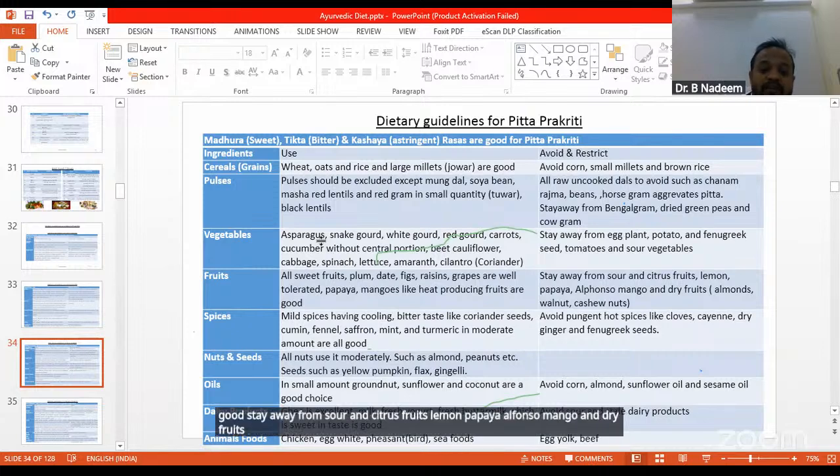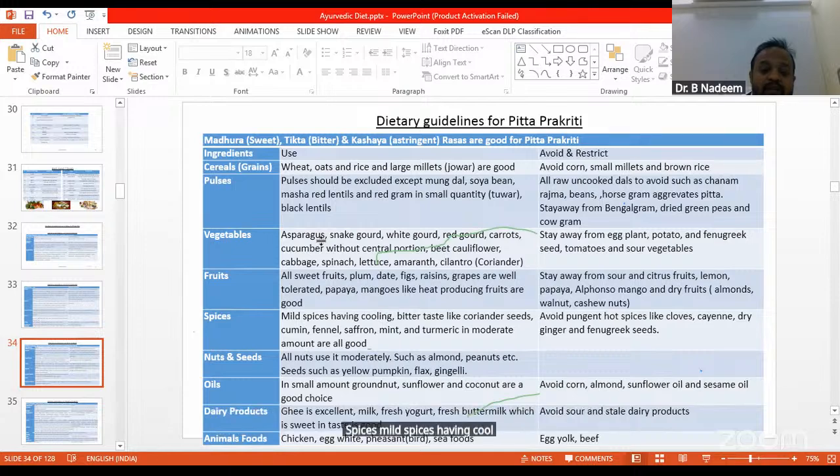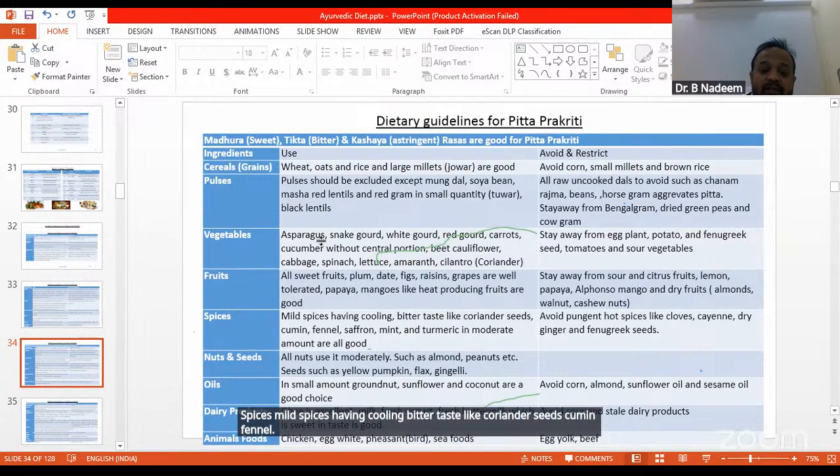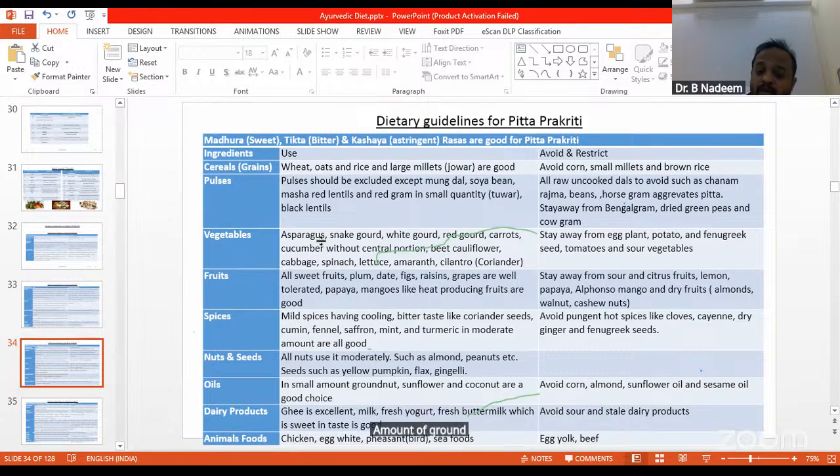Spices, mild spices having cooling, bitter taste like coriander seeds, cumin, fennel, saffron, mint, and turmeric in moderate amount are all good. Avoid pungent hot spices like cloves, cayenne, and dry ginger and fenugreek seeds. In nuts, all nuts are moderately tolerable, such as almond, peanuts, such as yellow pumpkin, flax, gingerly. Oil, small amount of groundnut, sunflower, and coconut are good choice. Avoid sunflower and sesame oil.